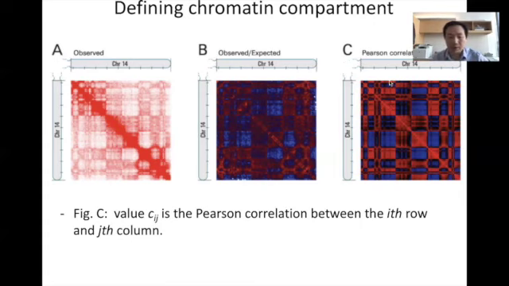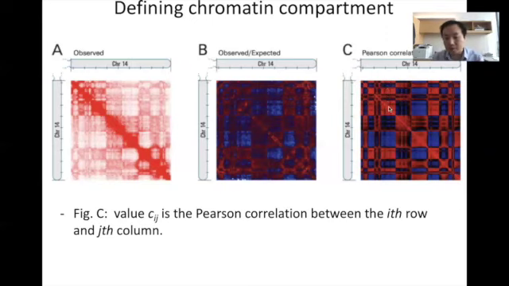So what they did is they compute, for each cell, not the real cell, each cell on the data matrix, C_ij. You can compute the correlation between the ith row and the jth column. For this spot, same thing, you compute the ith row and the jth column. So what does this correlation really tell you? If the two loci are close to each other, it's not surprising that their interaction profiles across the whole chromosome are similar. So these two are red.